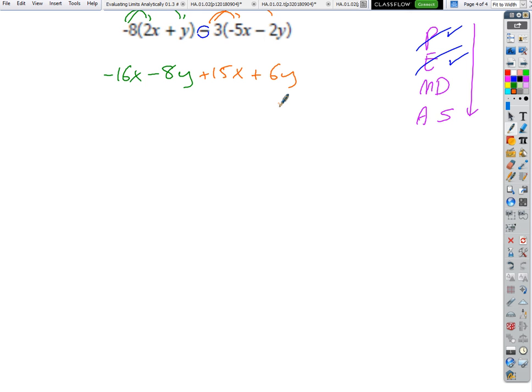Yeah. And now all we have to do is add up like terms, right? So if we add up the like terms, the x terms are -16x plus 15x, which is -x. We don't put the 1 there, do we? Right? And -8y plus 6y. That's it. Okay. All right.